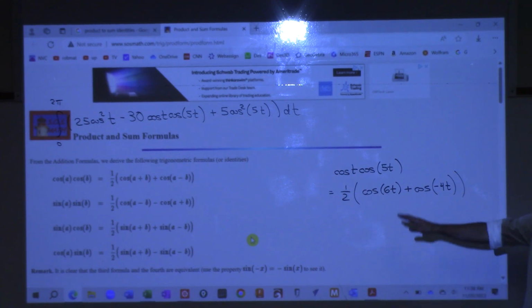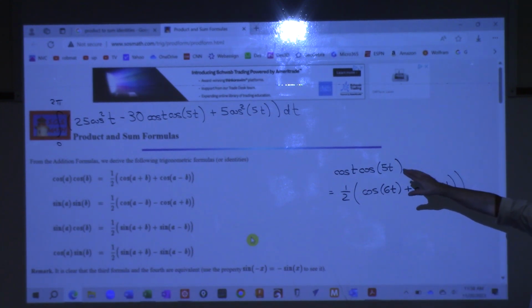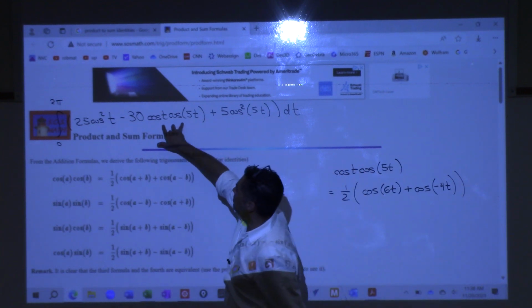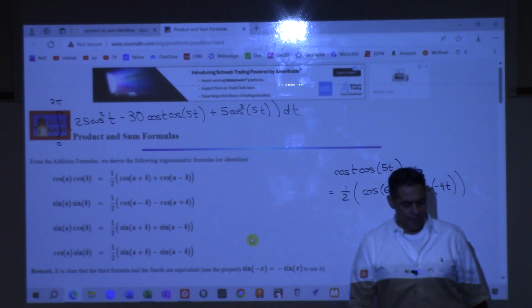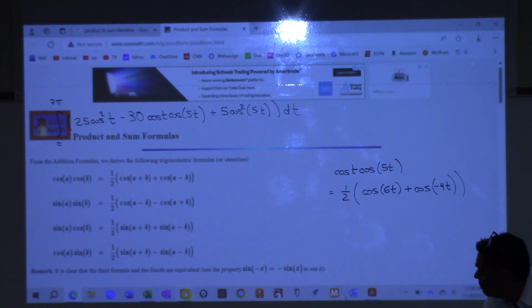Okay, I just want to make sure y'all see how I'm going to deal with that middle one, right? That's how I'm going to deal with this one. These two I'm going to do power reducing on. Okay? Let's continue. Any questions?